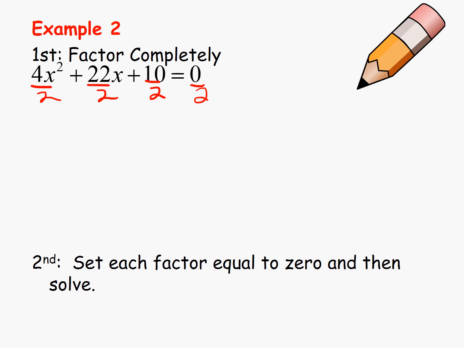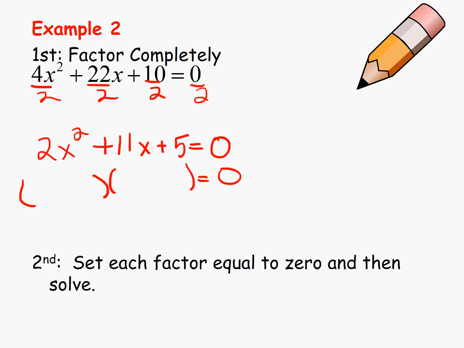So 4x squared divided by 2 is 2x squared. 22x divided by 2 is plus 11x. 10 divided by 2 is plus 5. And of course, 0 divided by 2 is still 0. So now we have three terms. So we're going to have to factor just like we did on example 1.